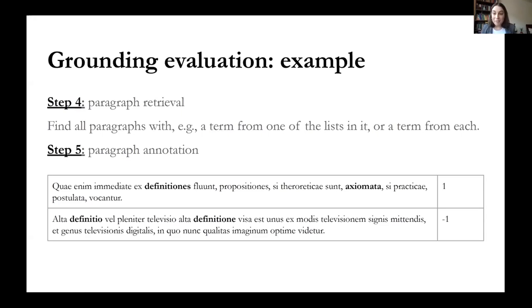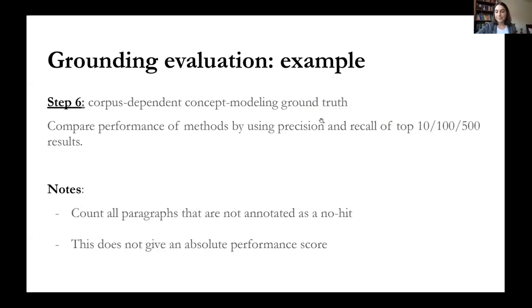Now, in both of these passages, there is the term definitions. But while the first passage is relevant to our research question, as it provides evidence for the fact that axioms are grounded in definition, the second passage is not relevant at all, since it's about HDTV. So the resulting annotation data set is a corpus-dependent and concept-modeling ground truth, specific to the task and the data.